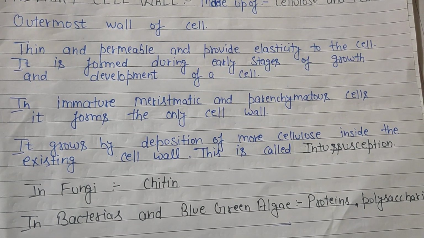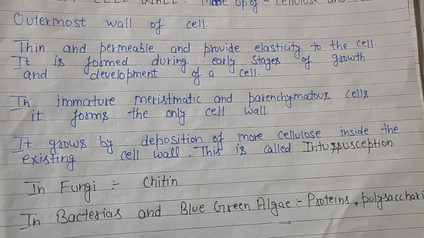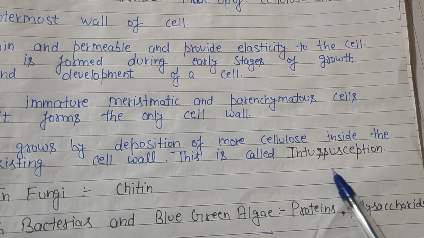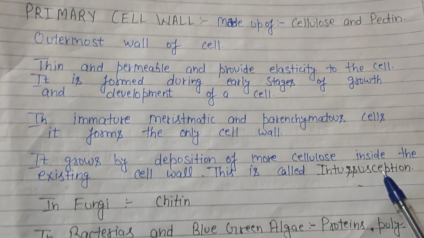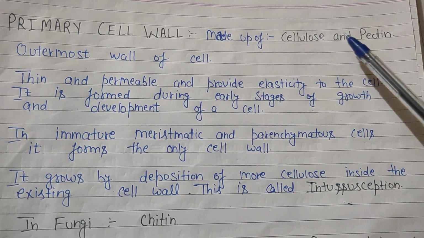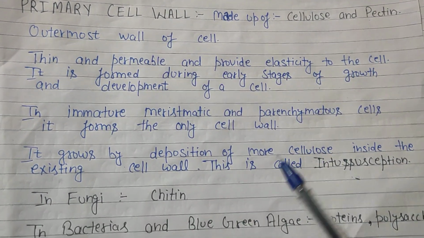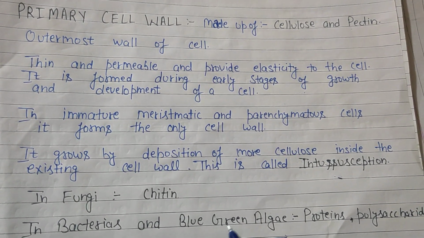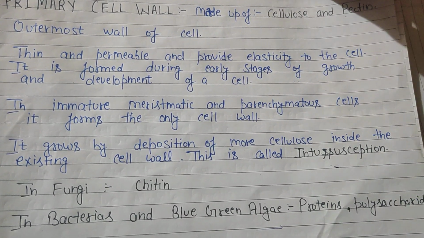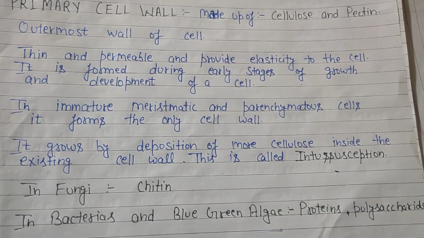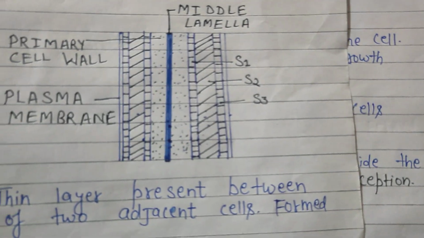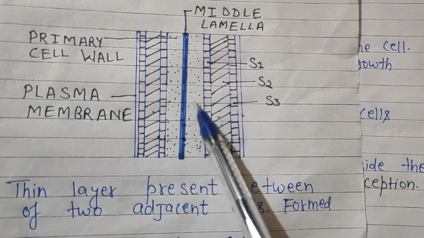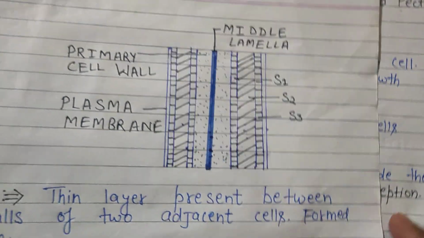And how does it grow? It grows by deposition of more and more cellulose beneath the existing primary cell wall, and this very phenomenon is called intussusception. In case of the plant cells, this primary cell wall is made up of cellulose and pectin. In case of fungi, it is made up of chitin. In case of bacteria and blue green algae, this primary cell wall is made up of proteins and polysaccharides. And also you can see that the primary cell walls of the two adjacent cells are not in direct contact with each other, because in between the two there is a middle lamella.